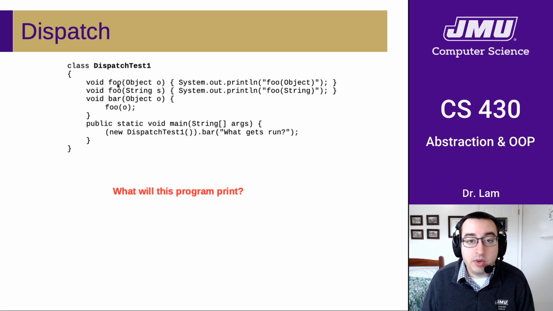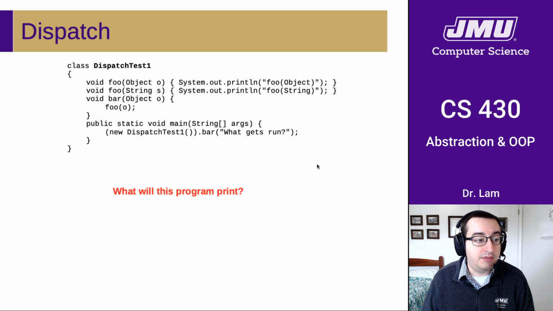So we have two implementations of a function called foo. This is Java code, by the way. One takes an object and prints foo object, and another takes a string and prints foo string. We also have a function called bar that takes an object and calls foo on it. This is important because the only thing that bar knows about o at the time it calls foo is that it is an object. Then in main, we call bar and we pass it a string. So the question is, which of these things prints?